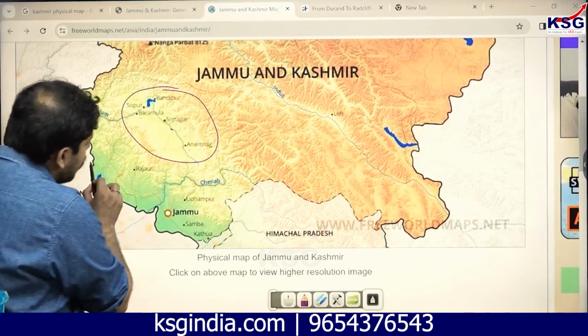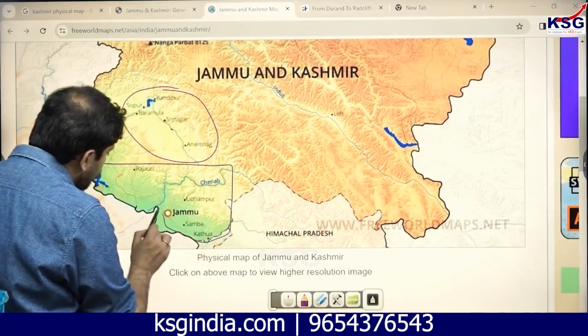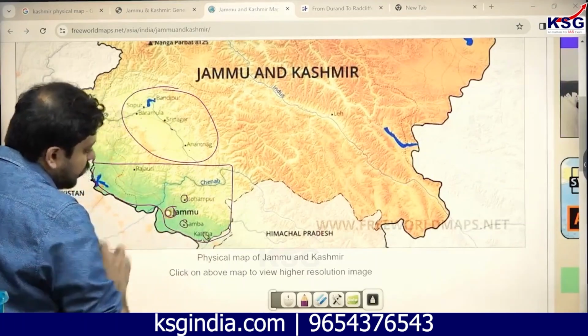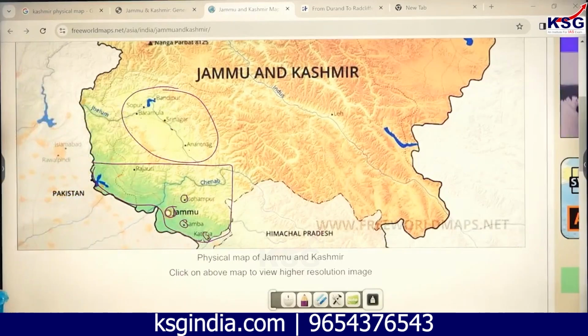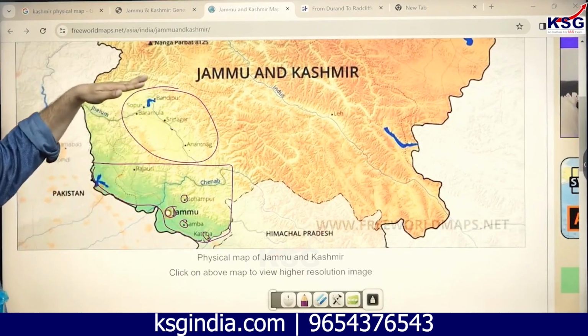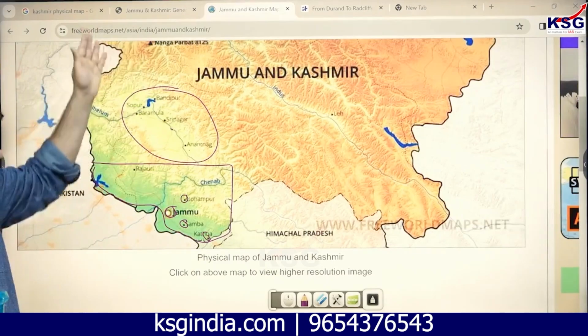And this part is known as the plain areas of Jammu. You can see Jammu over here, Udhampur, Samba, Kathua. These are parts of what are known as Jammu. So what you see is Jammu Plains, Kashmir Valley, and what is known as the Gilgit Baltistan region, right?